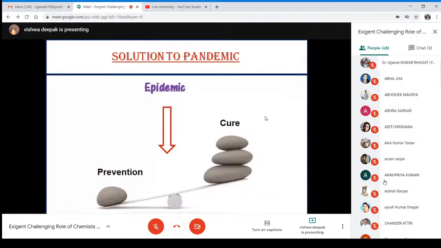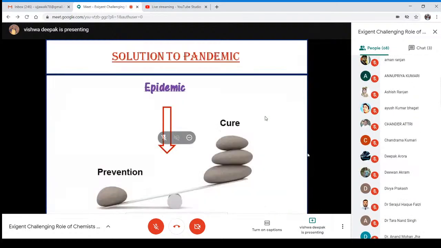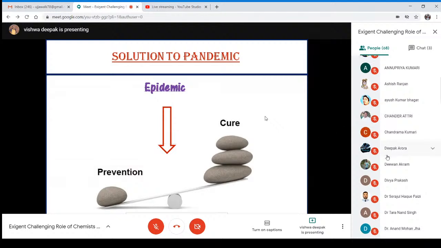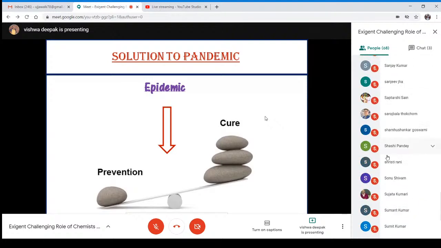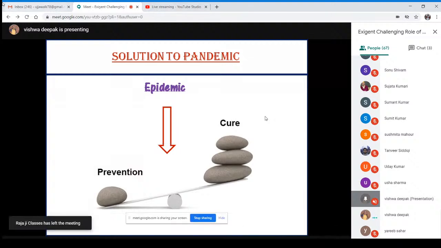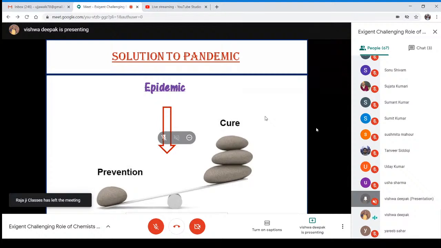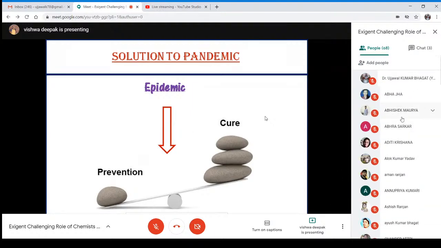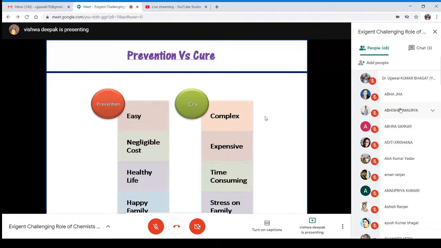Pandemic means it has covered the whole globe. So what comes to our mind, or the researchers' minds, is how to get rid of this problem. Once a problem is related to a health hazard, we have two options: prevention or cure. Whether you go for prevention or for cure, everywhere there is an application of chemistry, so the role of the chemist is very, very essential. You will see in some coming slides what the main difference between prevention and cure is. Prevention is primary.